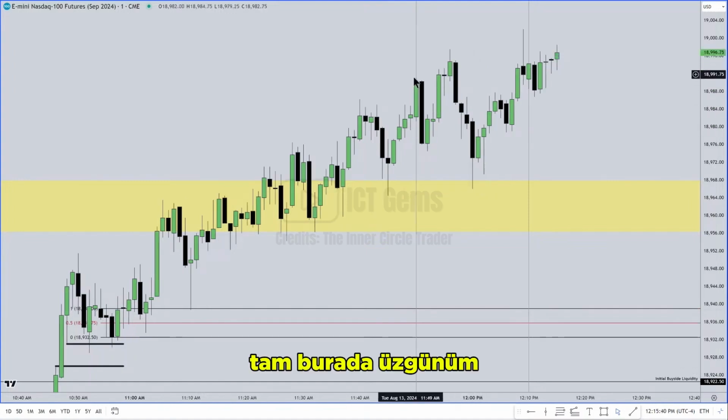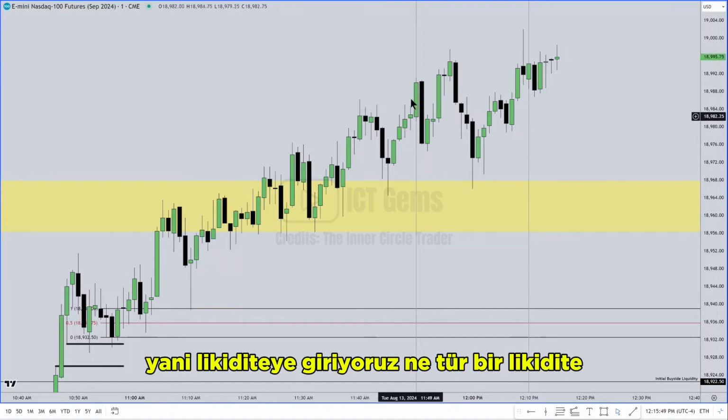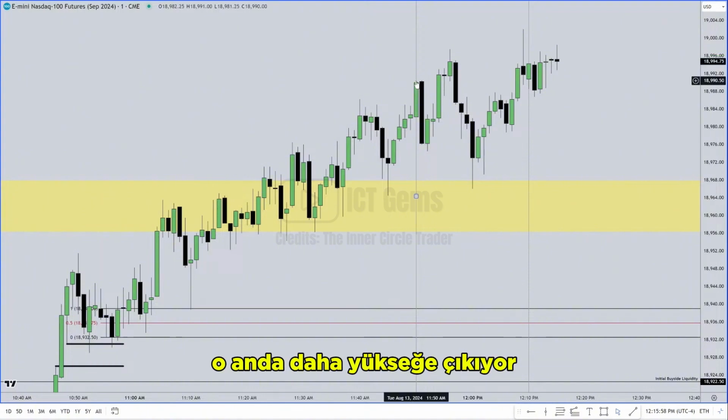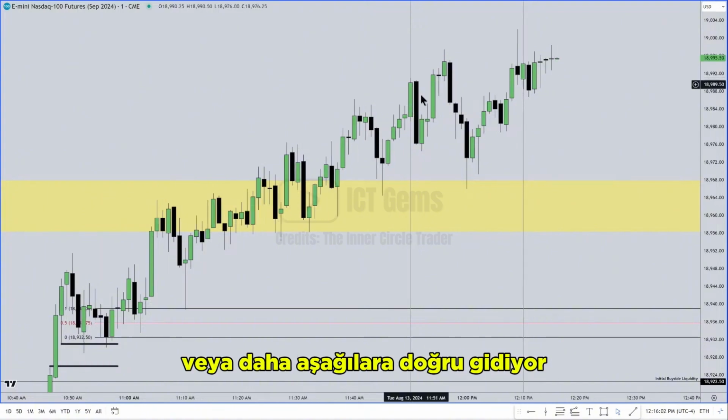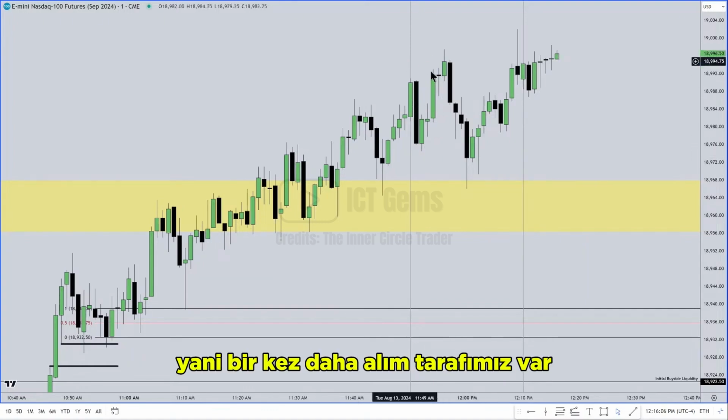Right here, right here at 1050, that's the beginning of the macro. So what occurred right there at 1050? We've already taken out relative equal highs. So we are engaging liquidity. What kind of liquidity? Buy side. So what is the more likelihood of price going higher at that moment or going lower? Well, we have the short-term low that it forms and then trades higher once more. So we have buy side once more.